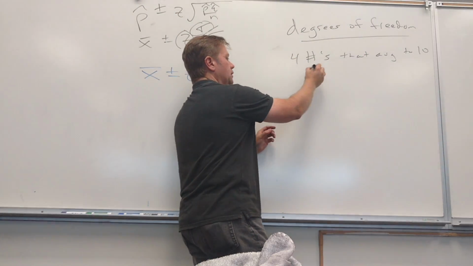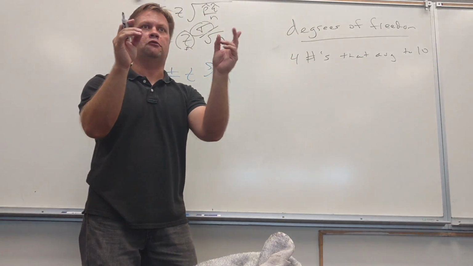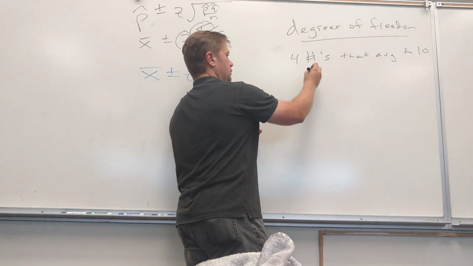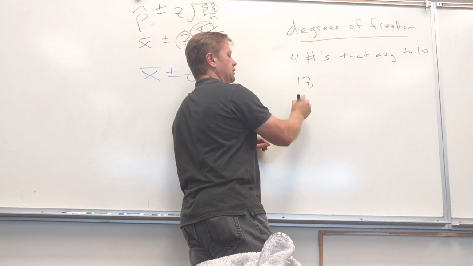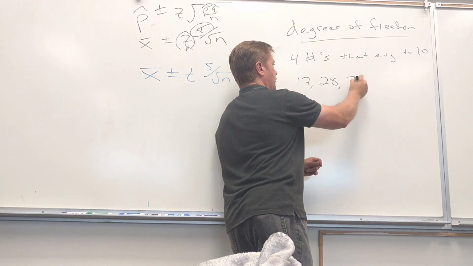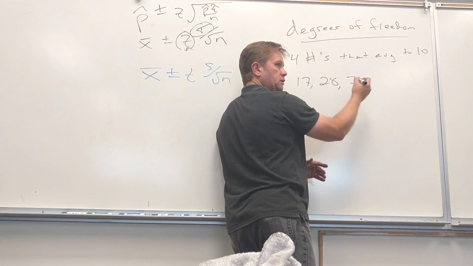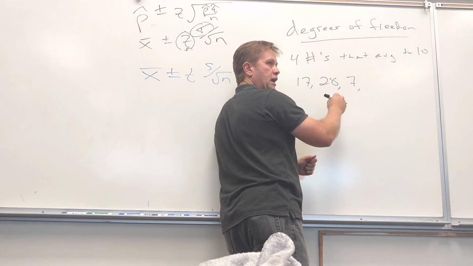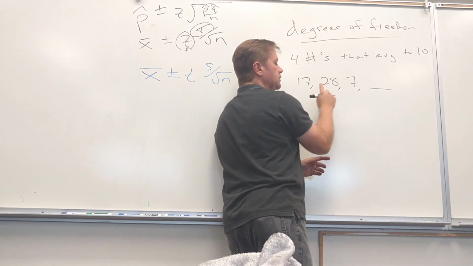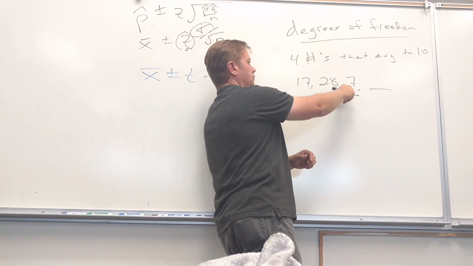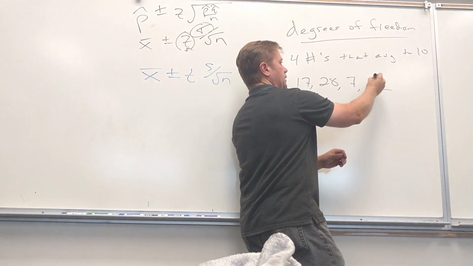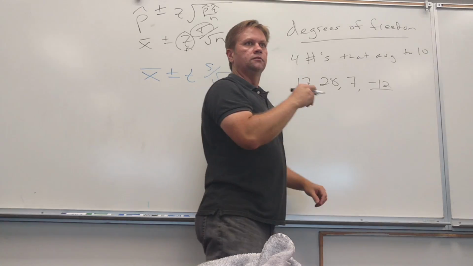So how many numbers can I just totally make up before I have to really buckle myself down and make it work? I can make the first one anything I want to. 17. I can make the next one 28. I can make the next one 7. Can I make the last one anything I want it to be? No. I can't, because I have to have it add to be 40, don't I? So the last one in this case would be what? What do I have so far? 52, so the last one actually has to be negative 12.